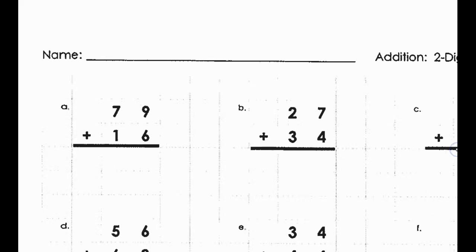So I have 9 plus 6. Anybody know what that is? 15. I put the 5 down, and I carry the 1, right? And then I add the numbers in the tens column. 7 plus 1 first. 8 plus the one that I carried? 9. And that's what I have.